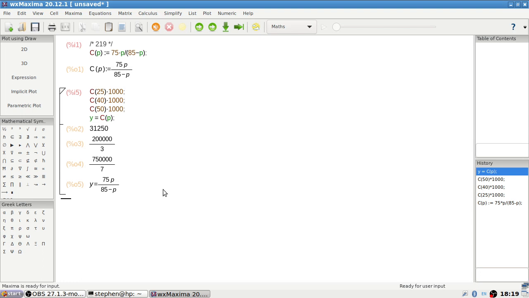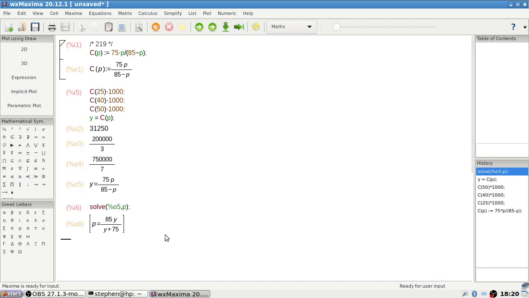Okay, and then the inverse function. So that would be getting the level of pollution. So maybe I should call that capital P for the cost. I should use more sensible letters. Oh, not yet. I haven't solved it yet. Solve percent 05 for p.